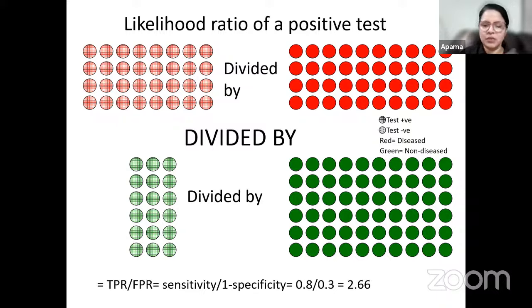True positivity rate is the same as sensitivity and false positivity rate is 1 minus specificity. So in this example, sensitivity was 0.8. We saw that specificity is 0.7. Hence 1 minus specificity is 0.3. 0.8 divided by 0.3 is 2.66. So you appreciate that this sort of number is a decimal number. What it means is if you find a baby who is testing positive, the likelihood of this baby having infection versus the likelihood of the baby not having infection is 2.6 times. So the baby is 2.6 times more likely to actually have the disease rather than not have disease.